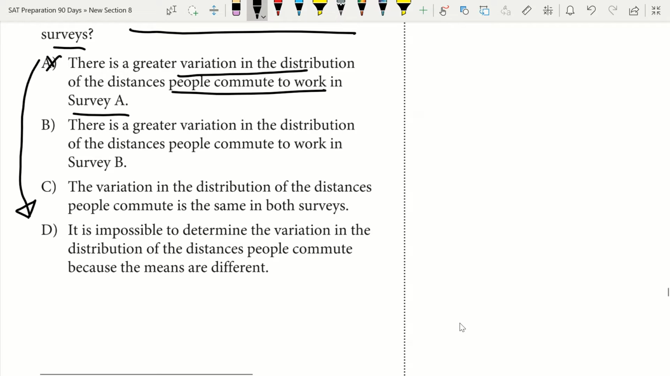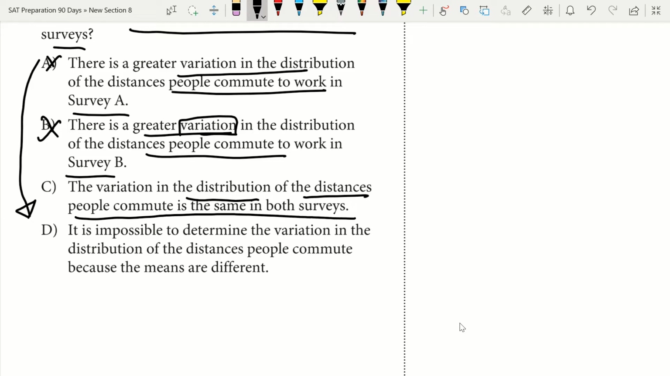Option B: there's greater variation in the distribution of distances people commute to work in survey B. Also not true. They have the same variation, right? There's not greater variation in one than the other. C: the variation in the distribution of the distances people commute is the same in both surveys. Yes, we know that's true. That standard deviation is the same. Therefore, the variation in the distribution of the distances that they commute is going to be the same.